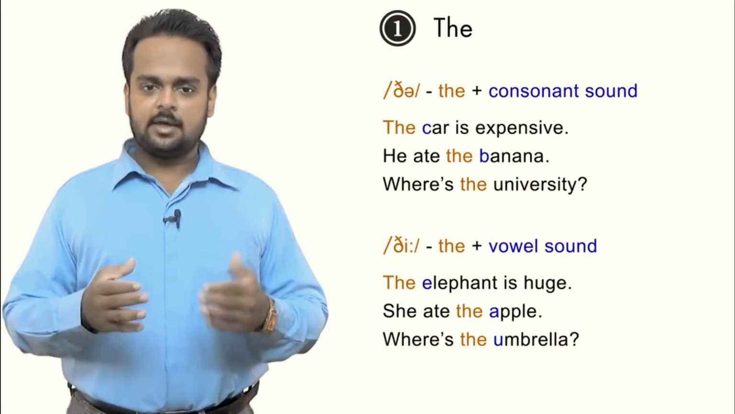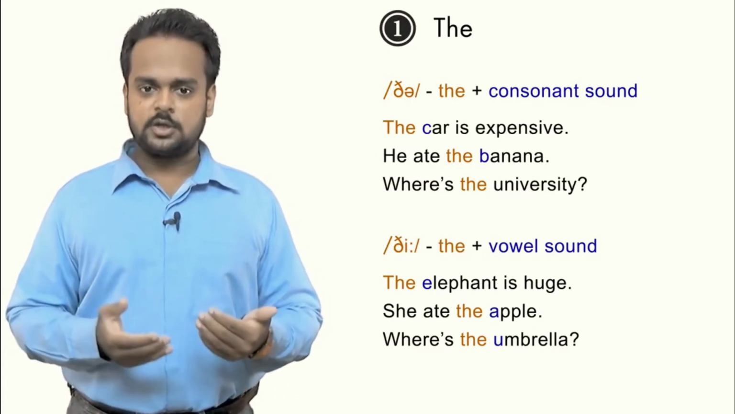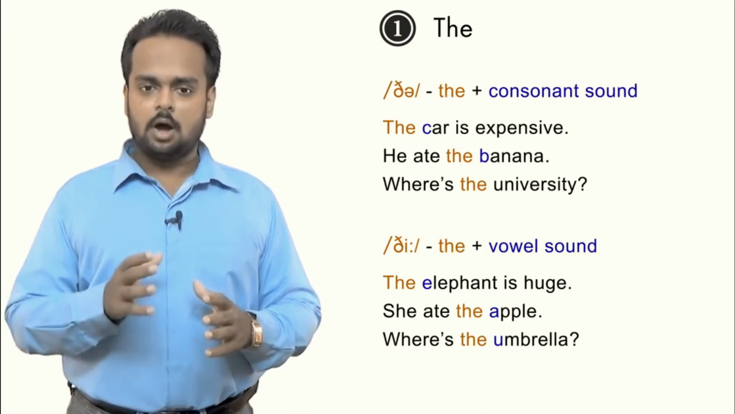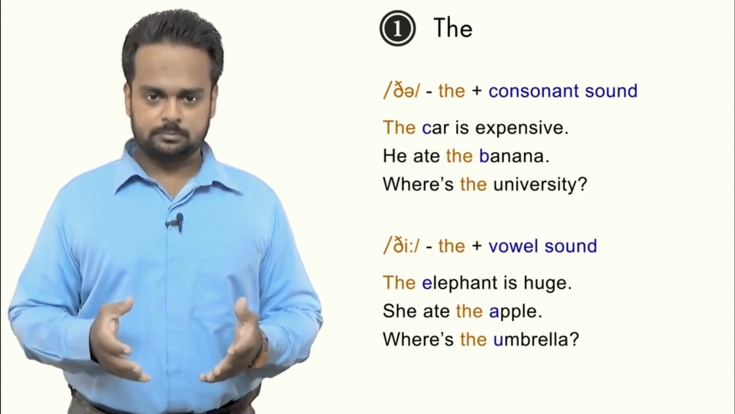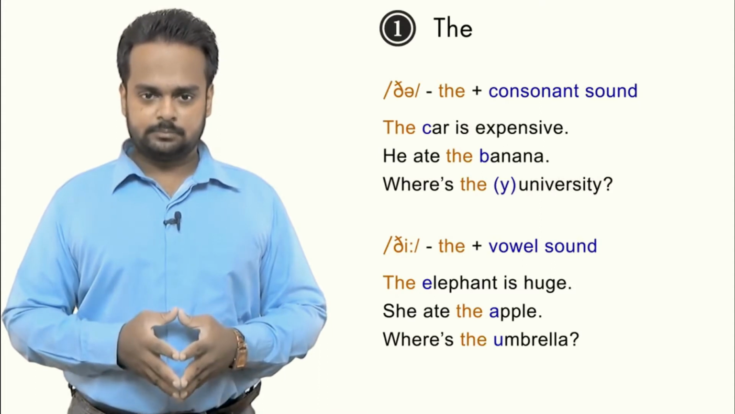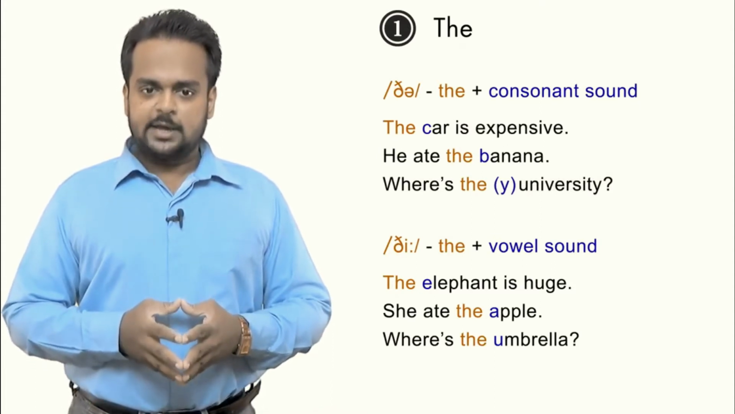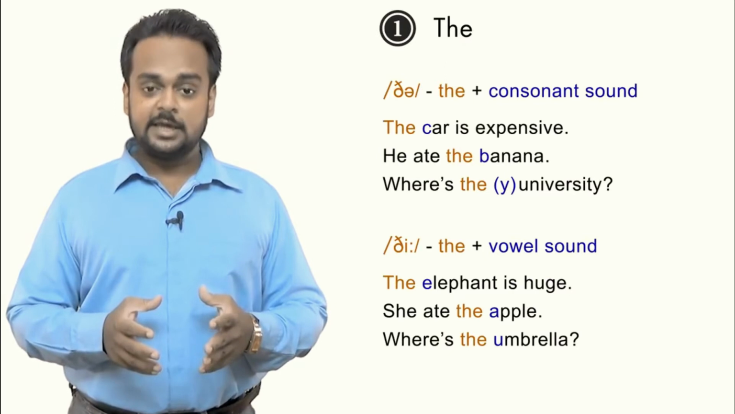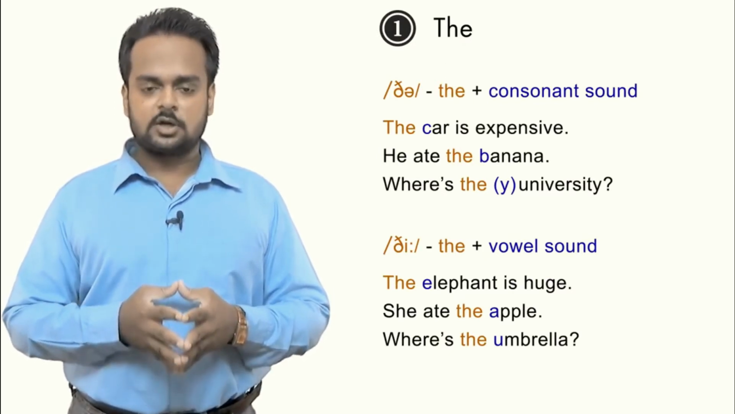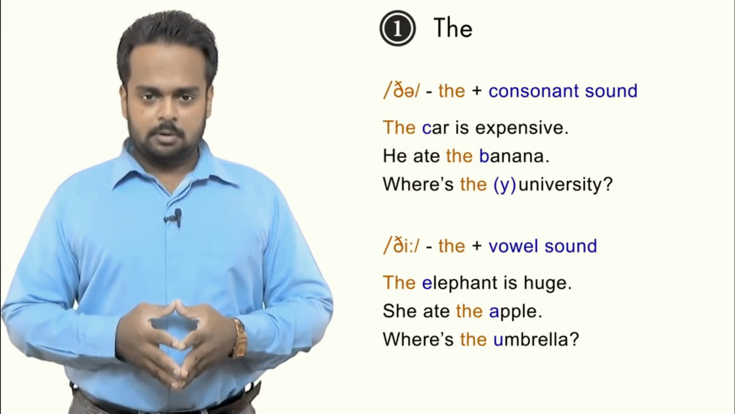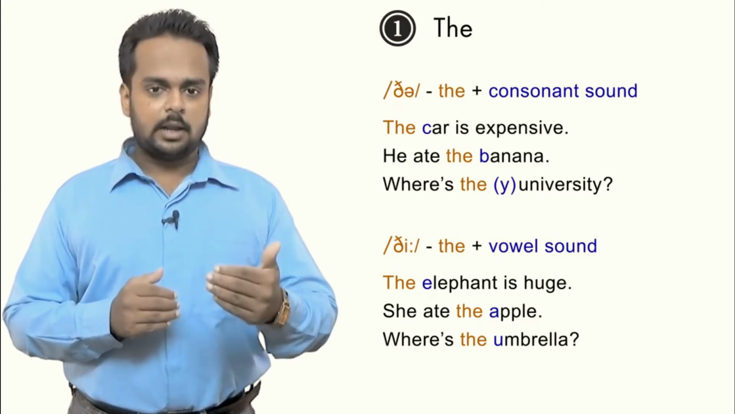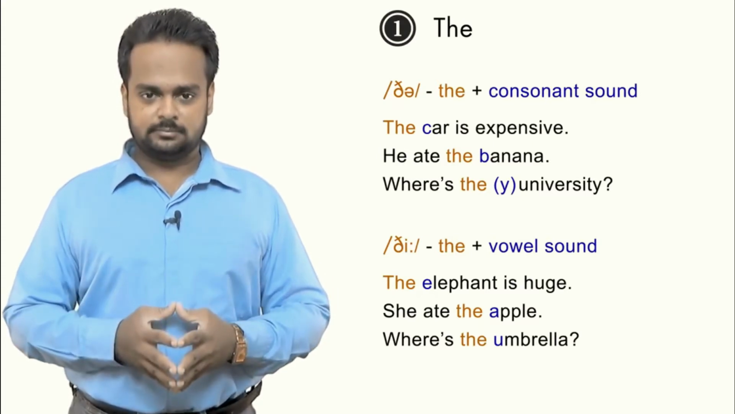Okay, why do we say "thee umbrella" but "the university"? Well, it's because umbrella starts with an "uh" sound, which is a vowel sound. But university starts with a "y" sound. Notice that we don't say "thee university," we say "the university." Y is not a vowel sound, it's a consonant sound. Remember, it's the sound that matters, not the letter. So, thee umbrella and the university.